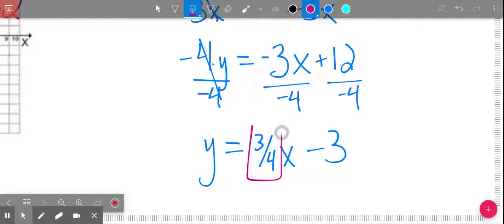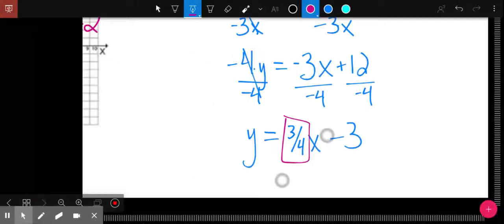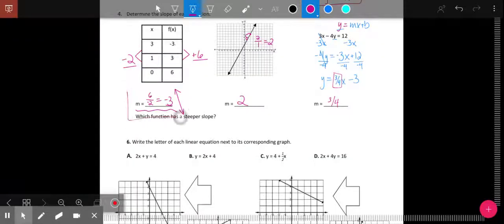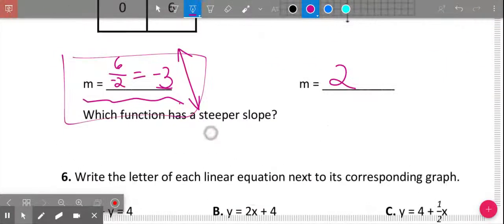The slope is the one with the x. Okay, don't get that tripped up. So my slope here is 3/4. Which one is the steepest? It's still going to be the 3 because that's obviously bigger than 3/4. So which function has a steeper slope? Function 1.